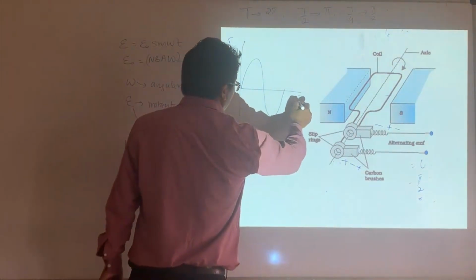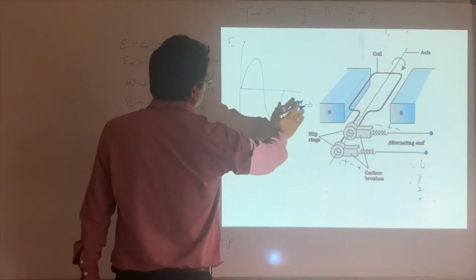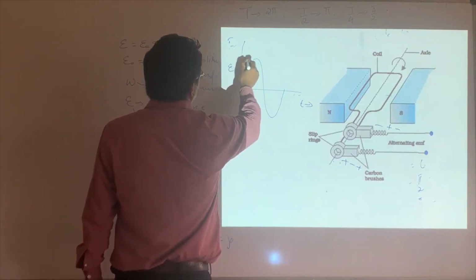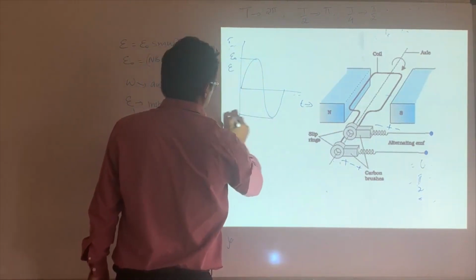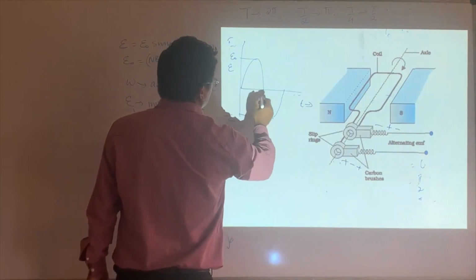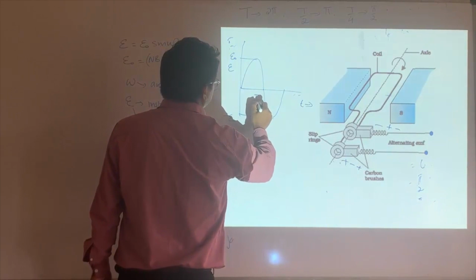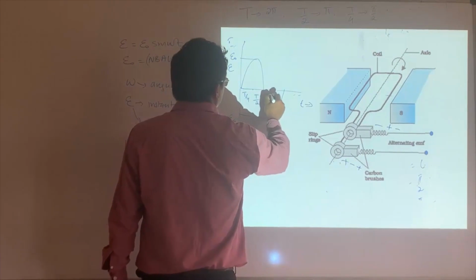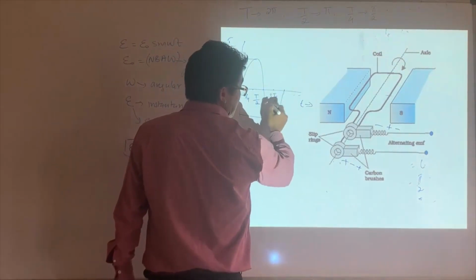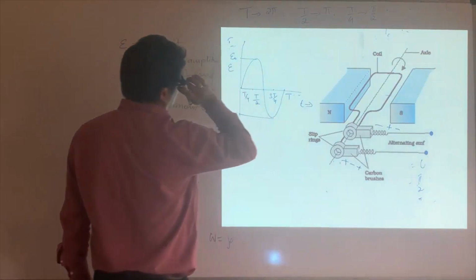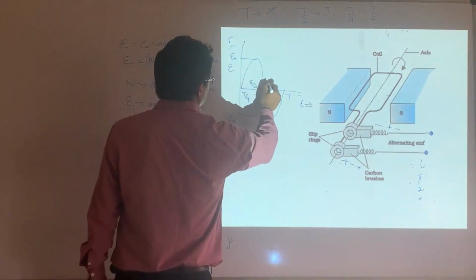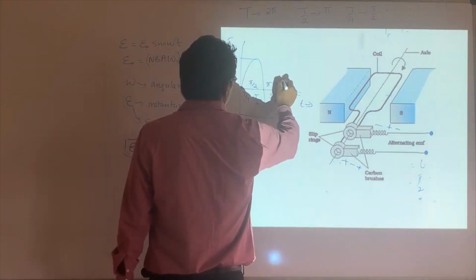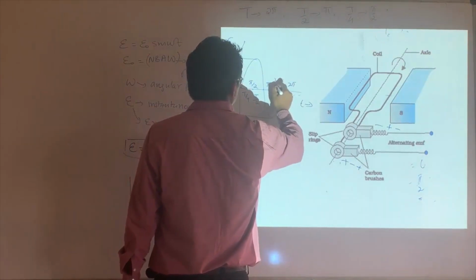I can say this axis is time, and this is EMF, with EMF naught and minus EMF naught. Marked here are T by 4 as a quarter time period, T by 2 as half a time period, 3T by 4, and T as one time period. The phases are pi by 2, pi, 3 by 2 pi, and 2 pi. So this is how it goes.